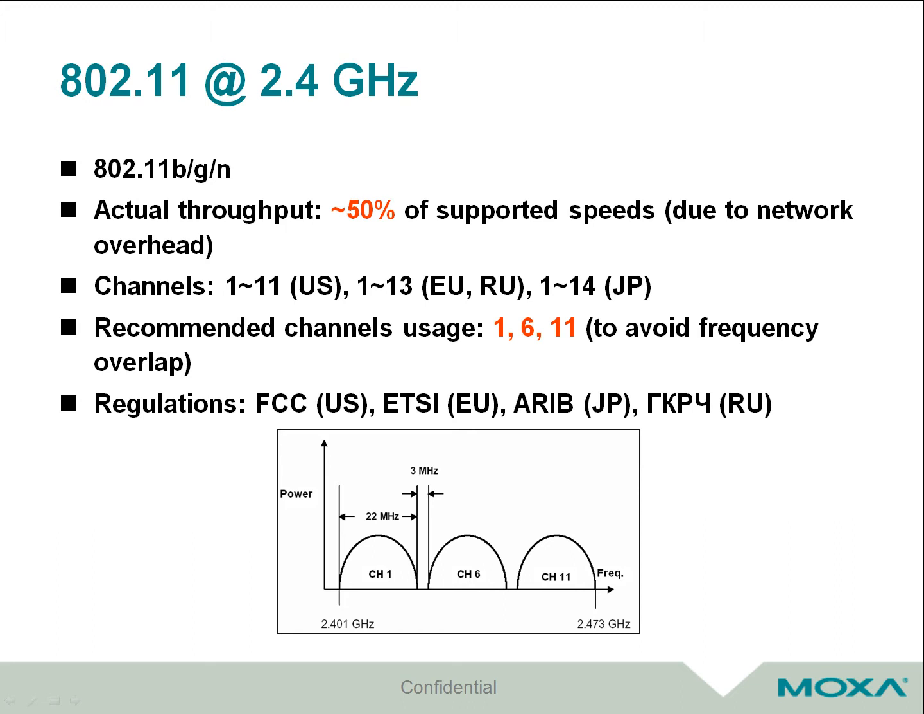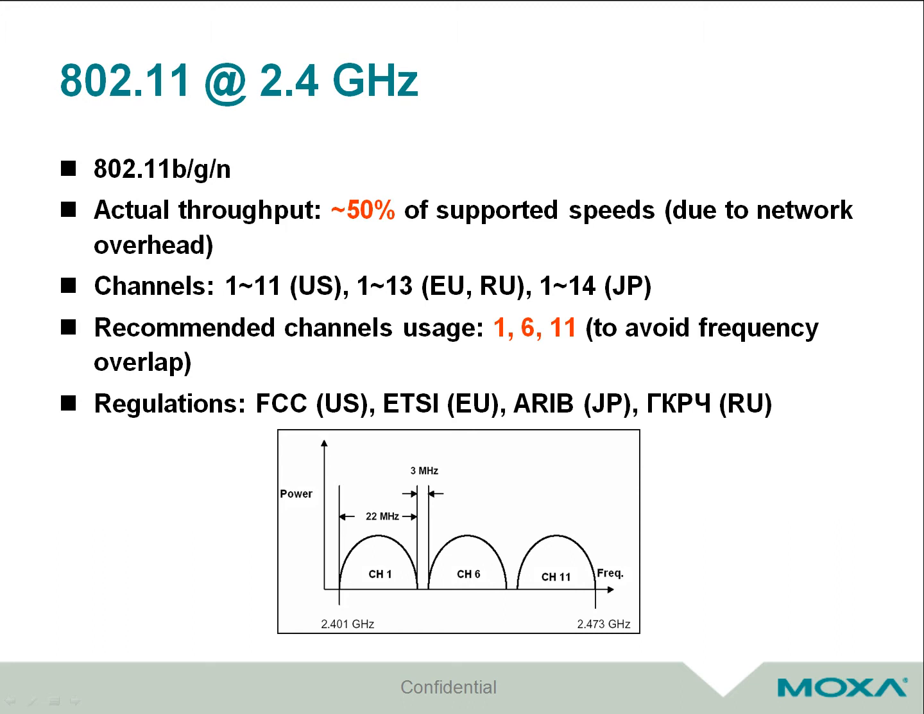For example, in Europe, channels 1 through 13 are available, but in the US, only channels 1 through 11 are available. In Japan, channels 1 through 14 are available. These regulation differences are the reason wireless device vendors have different models for different regions. For MOXA products, we use EU, US, and JP suffixes in our model names.